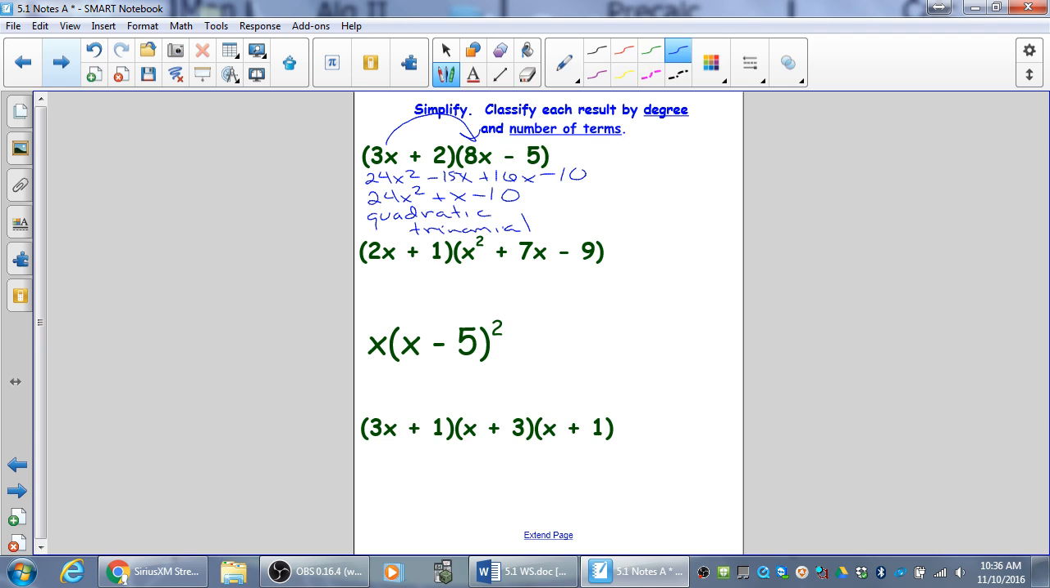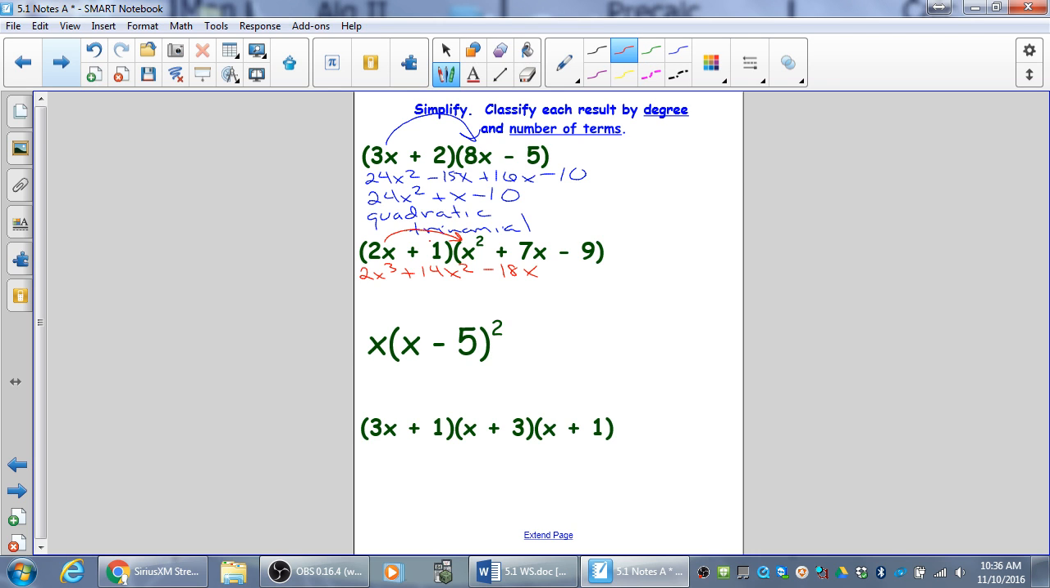This one, in order to multiply, we're going to distribute twice. We need to distribute the 2x through. So I'm going to distribute the 2x. That gives me 2x to the third plus 14x squared minus 18x. That's distributing the 2. 2 times 1, 2 times 7, 2 times 9.